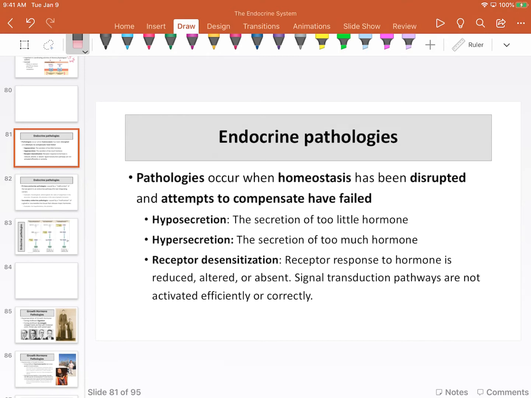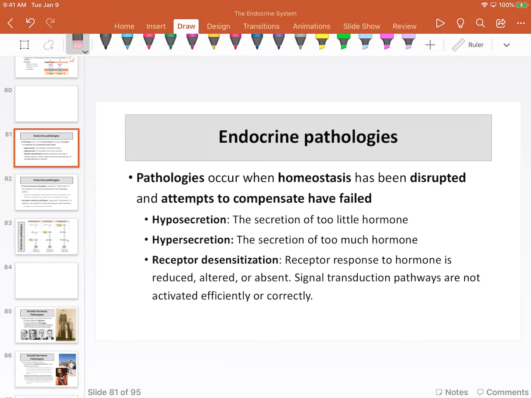Hyposecretion means the secretion of too little hormone. So for whatever reason, that endocrine gland is not making enough hormone, and it could be because it's been damaged. It could be because maybe we're missing an ingredient. For example, if we don't have enough iodine, we can't make thyroid hormones. T3 and T4 both rely on iodine being present in our diet, and without it, we can't make it. And so various issues can lead to hyposecretion, too little secretion of a hormone.